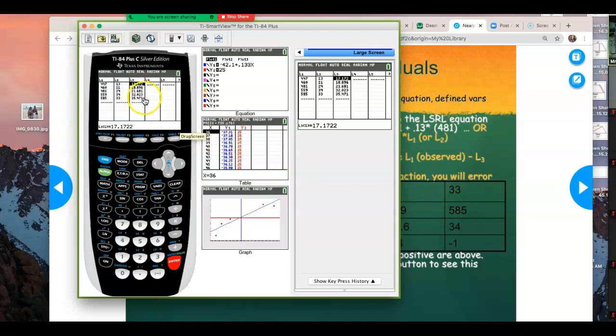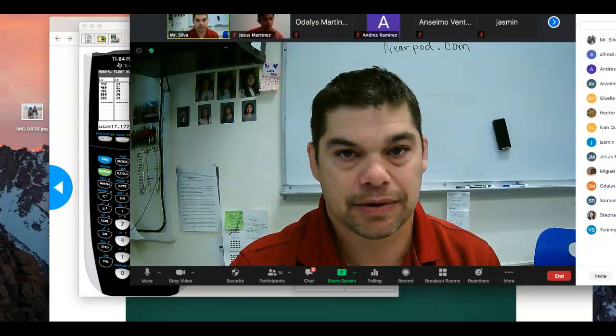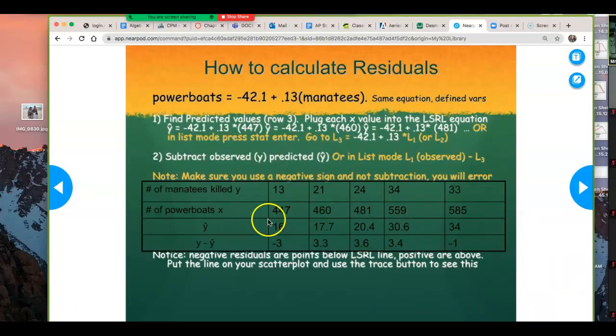17, 18, 21, 32, 35. That's what you see on the Nearpod. Those numbers are all right here, except these numbers are off slightly. I think I used 0.13 instead of 0.1326. So that's why the numbers are off slightly.